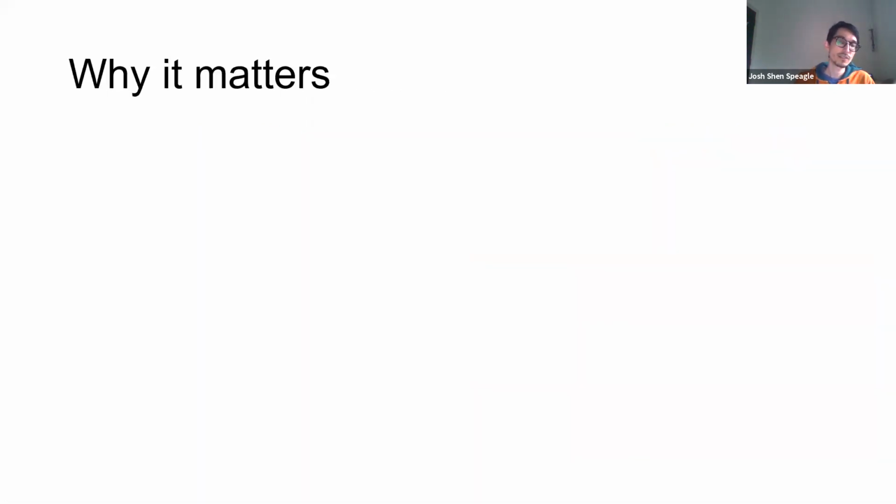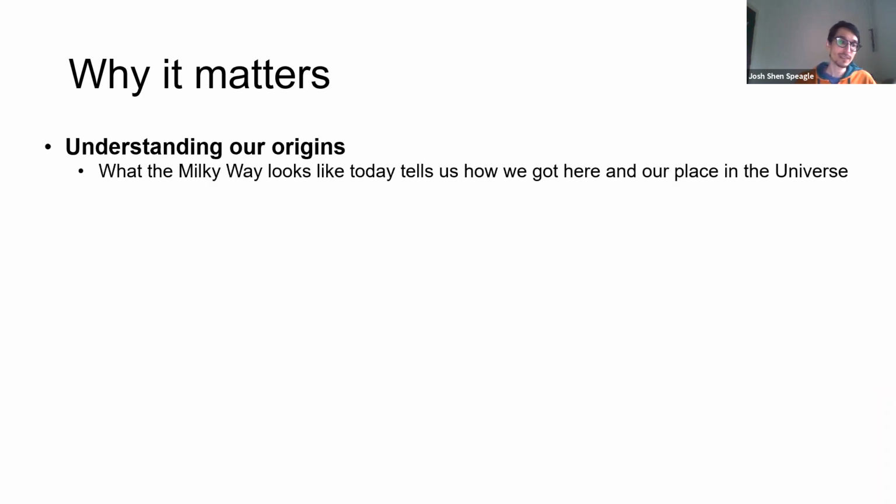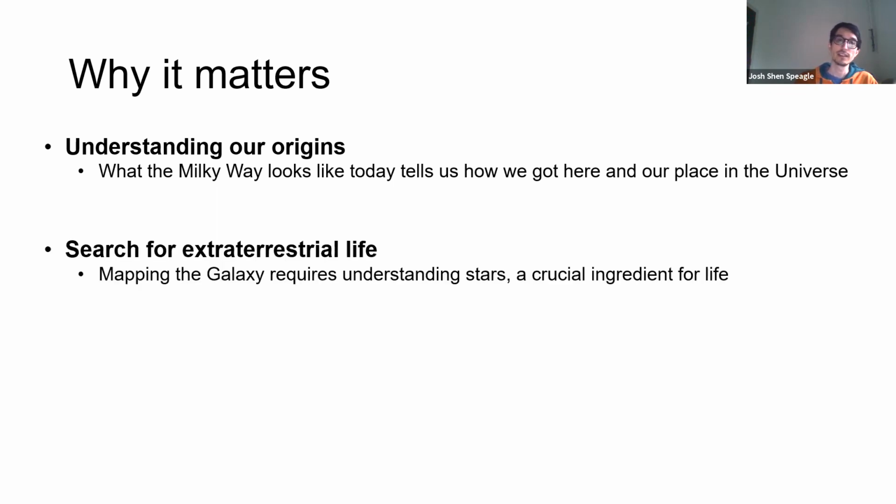This matters, I think, for three different reasons. I think it's just really cool. I'd love to see what our galaxy looks like. But from a practical perspective, it's very interesting to understand our origins, right? What the Milky Way looks like today tells us a lot about how we got here, and also gives us some key insights into our place in the universe. We want to know where the sun was born, how it's migrated over time, how the galaxy has grown up around us, and what that might tell us about the origins for life.